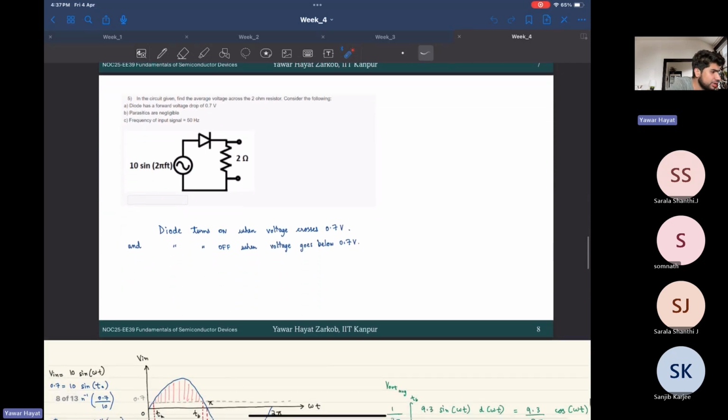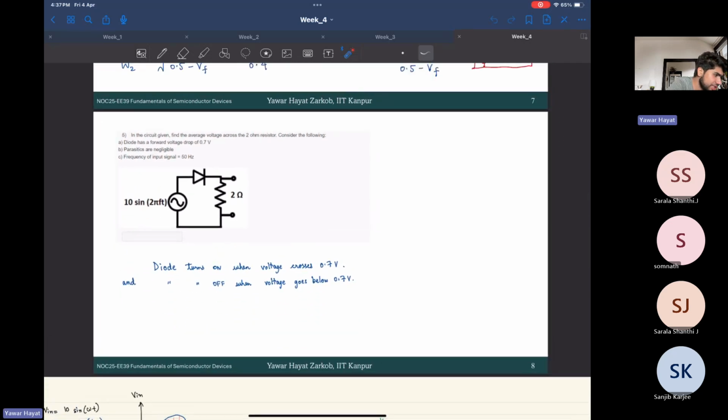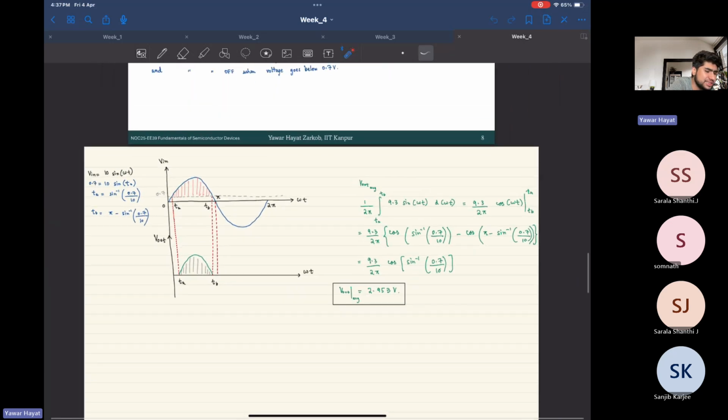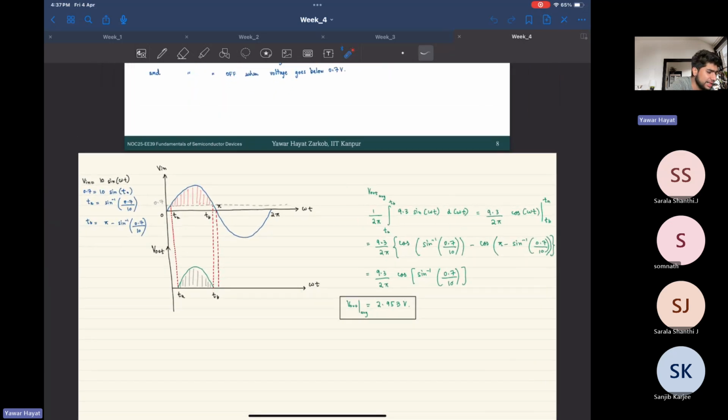And then we have problem five, which is as follows: in the given circuit, we have to compute the average voltage across the 2 ohm resistor. We have to consider that the diode has a voltage drop of 0.7 volts, parasitics are negligible, and the frequency of the input signal is 50 hertz. I discussed this in detail that day. Do one thing, go through that session in week 4. If there are any doubts, you can just mail me.